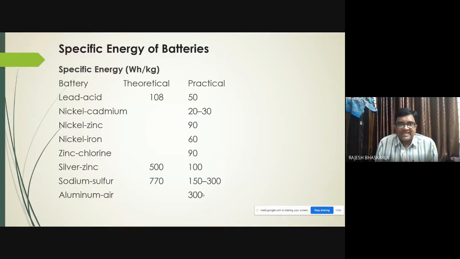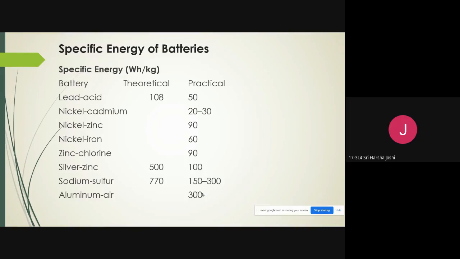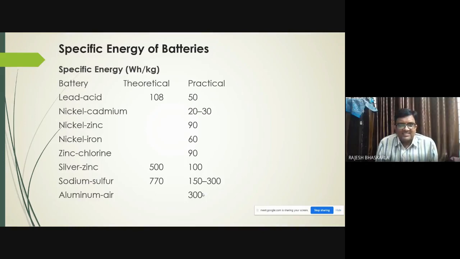What is the practical specific energy of a lithium ion battery? Just 70. Yeah, 70. Okay, any other answers? Lithium ion battery.